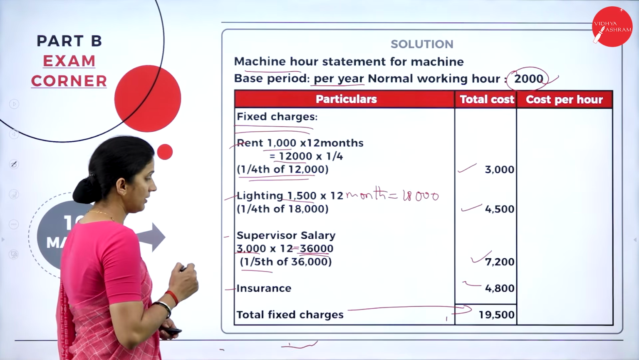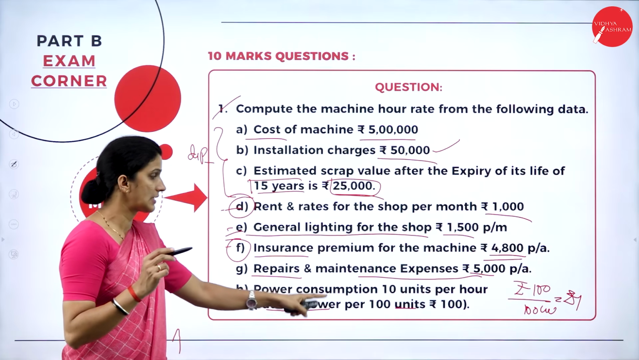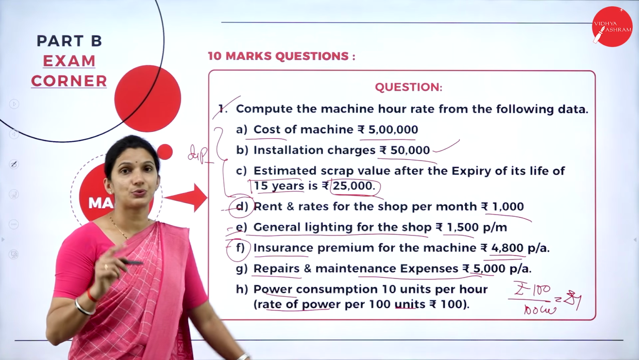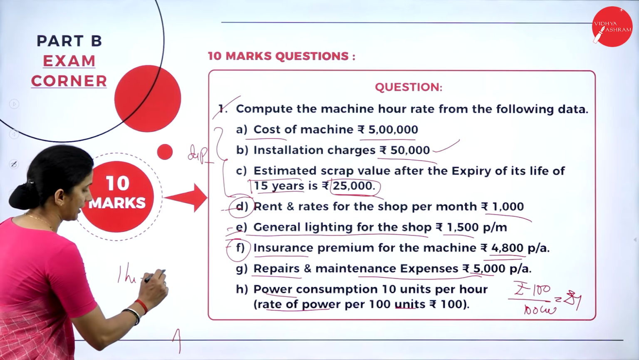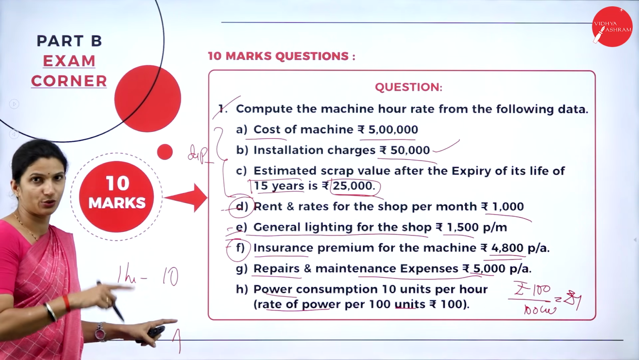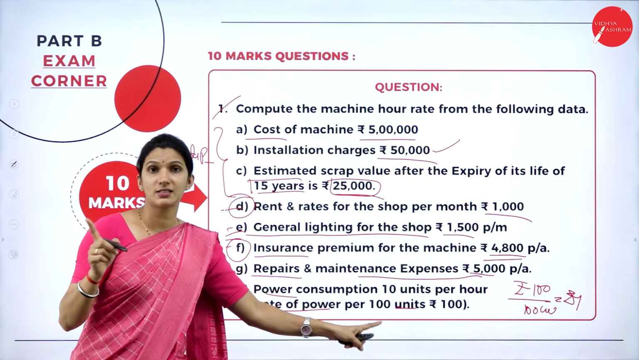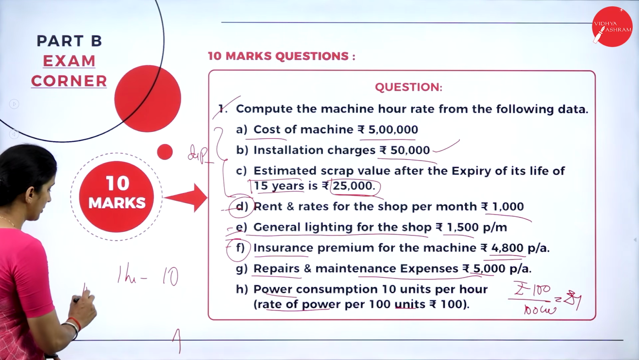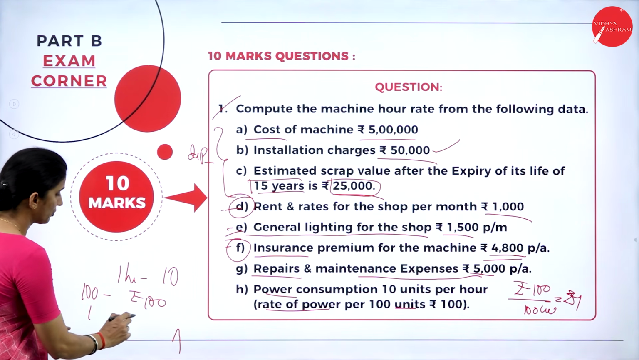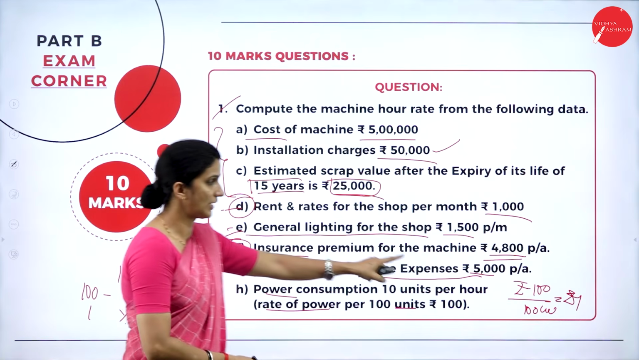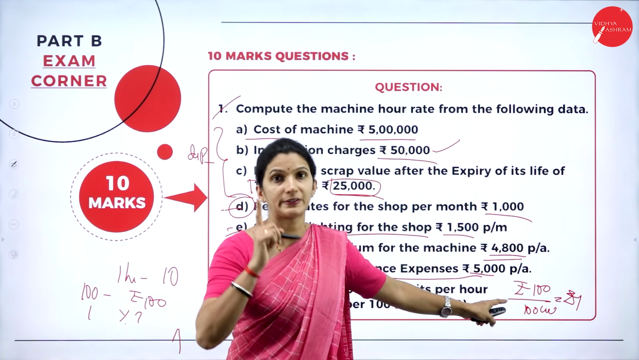Next, we have power. So the power cost, it is not given directly. Instead, see the power consumption, it is 10 units per hour. So that means for 1 hour work, the unit consumption, it is 10 units. And the rate of power per 100 units, it is given. So for 100 units, it is rupees 100. For 1 unit, how much? So simply your 100 rupees divided by 100 units. So the per unit cost of power, it is 1.